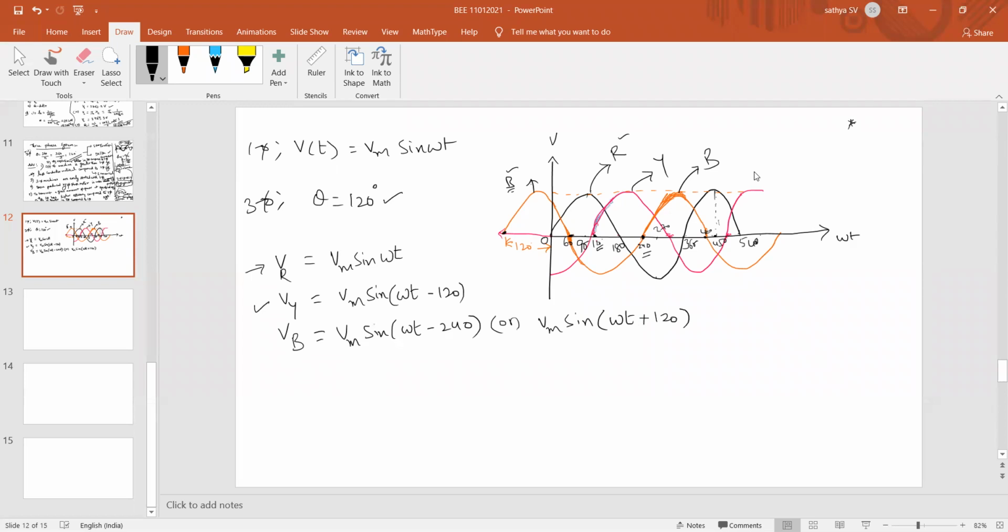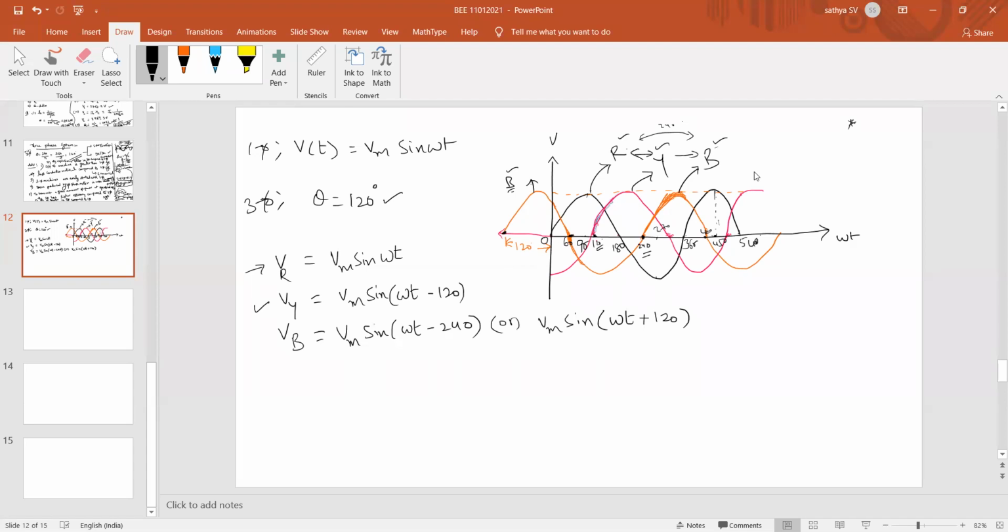When you compare with R and Y, Y is started after R, right? After R. If you consider B again with respect to R in this mode, that should again be after R, but the angular difference between these two is now 240.